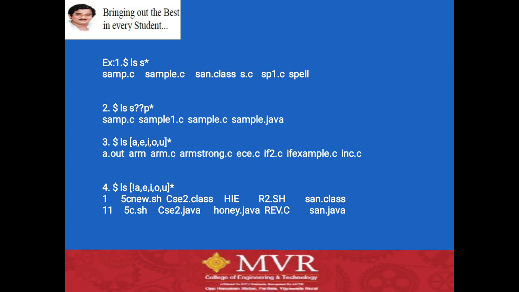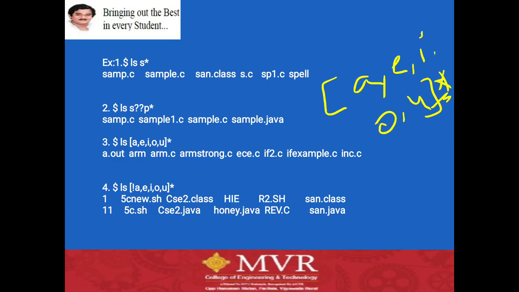Okay, then I am using range, that is square brackets. Here I have used ls, and in square brackets I have specified a, e, i, o, u. After this I have used star also. What I am going to do is display all the files which have starting letter a or e or i or o or u, that means vowels. So any file which has a vowel as the first character, after that it may contain anything, because we are using star here. Now see the output.